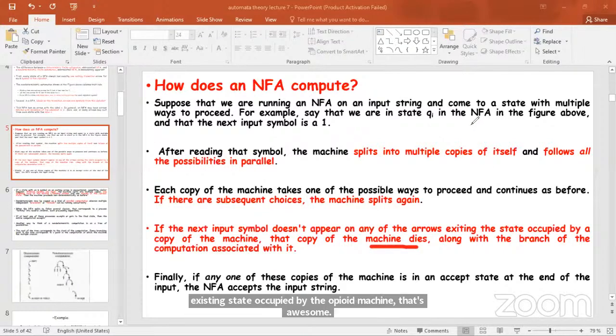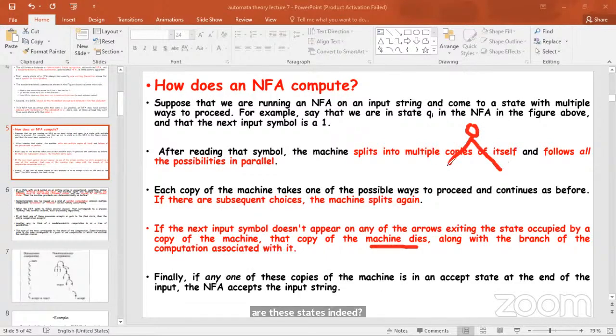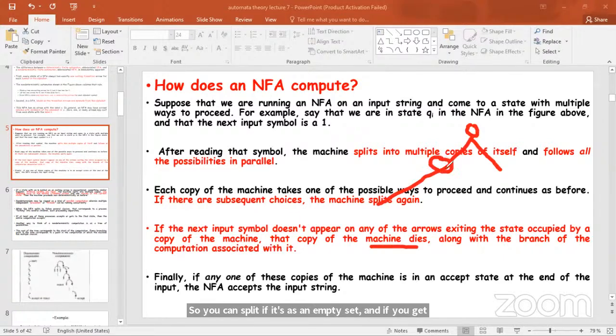So what it's saying is that maybe you are at this state, you read, so you can split. If it has an empty set, then if you get here, you can split further. Maybe you get to another state, you can split further. Now, if you are supposed to read an input set on this level, but the input doesn't allow you to read or to move from this state.